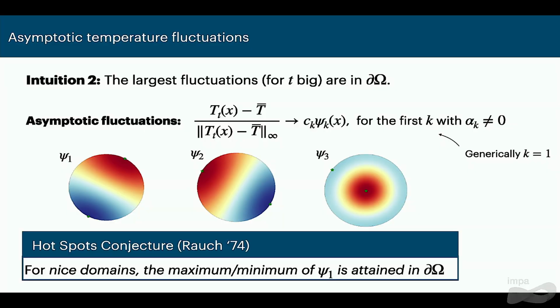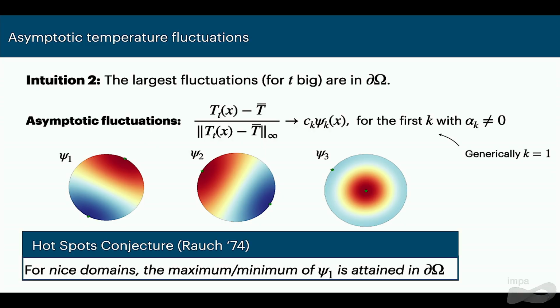Or that's what Jeffrey Rauch thought in 1974, and he conjectured this. He said that for nice enough domains, where nice is left to your interpretation, the maximum of the first eigenfunction should be at the boundary.